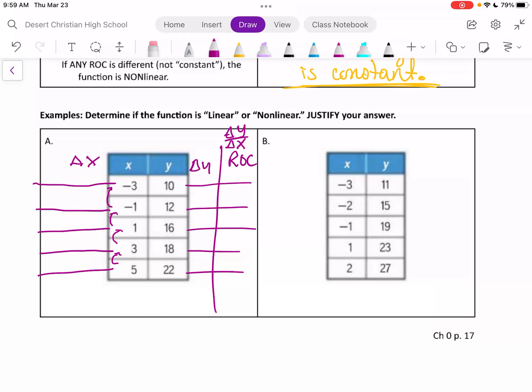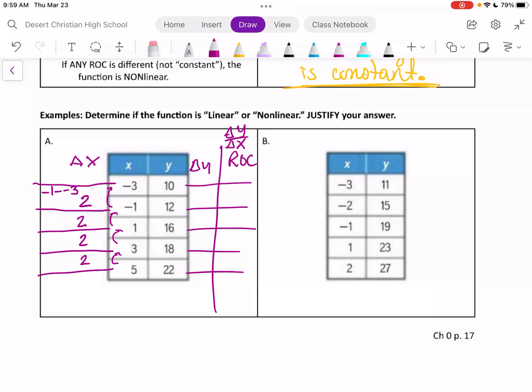Okay, so we should get negative 1 minus negative 3, which is going to be positive 2. And then here, 1 minus negative 1 is also positive 2. 3 minus 1 is also positive 2. And 5 minus 3 is also positive 2. Okay? Now, go ahead and find your delta y's.